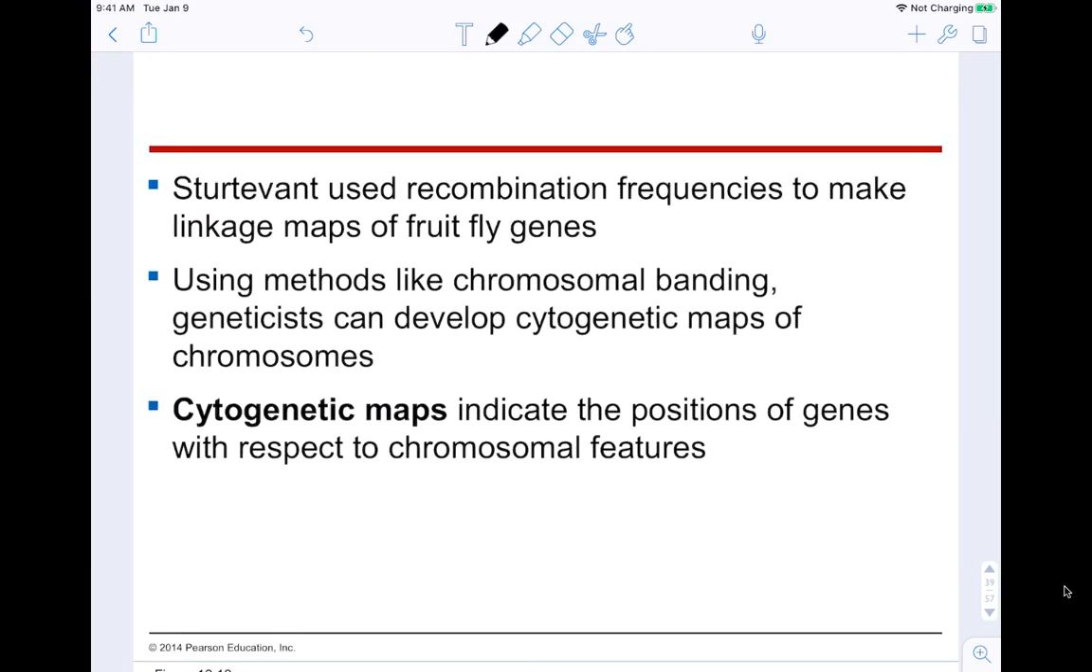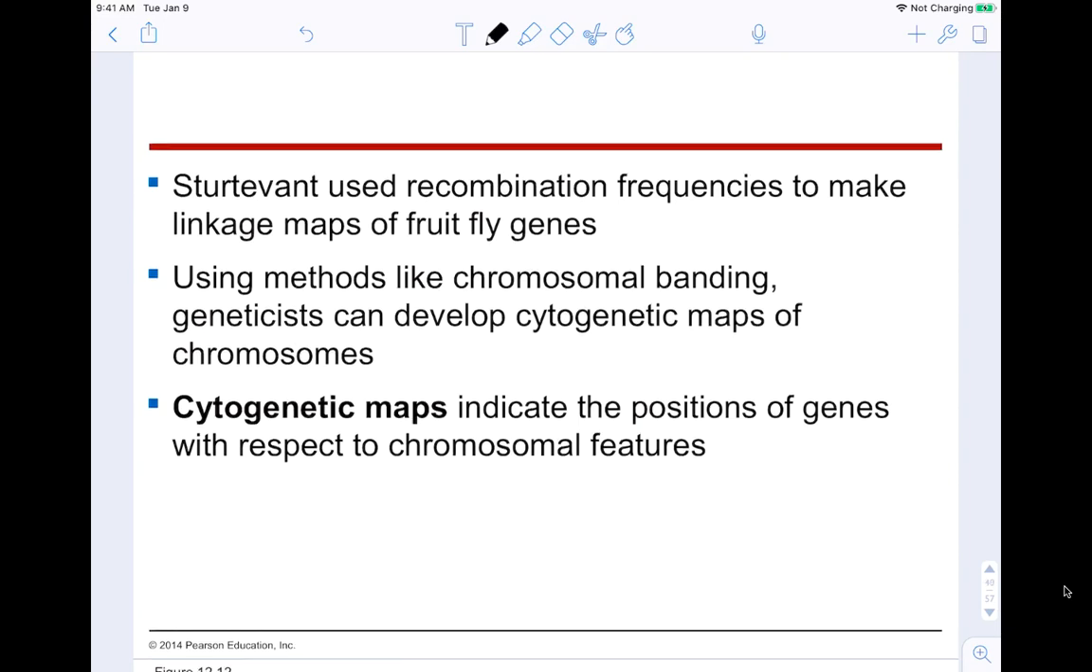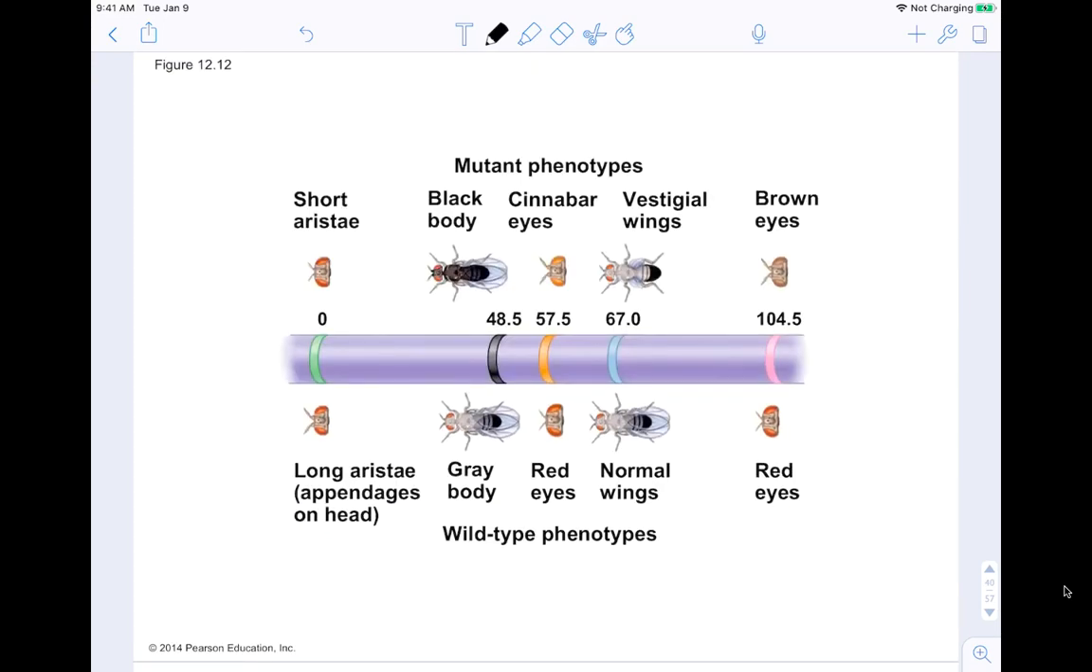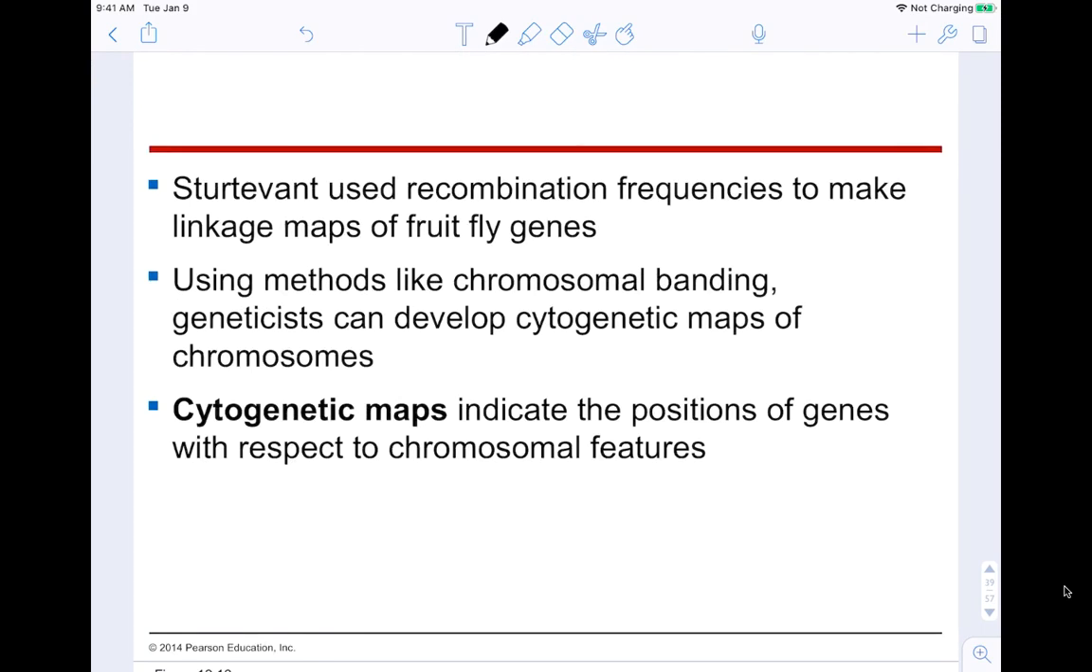So this other scientist, I don't know how to say his name, used recombination frequencies to make linkage maps of fruit fly genes. Using methods like chromosomal banding, geneticists can develop cytogenetic maps of chromosomes. So cytogenetic maps indicate the positions of genes with respect to chromosomal features. We're going to be focusing on linkage maps in my class personally. Okay, so this is an example of our cytogenetic map. It includes the position of genes with respect to chromosomal features.